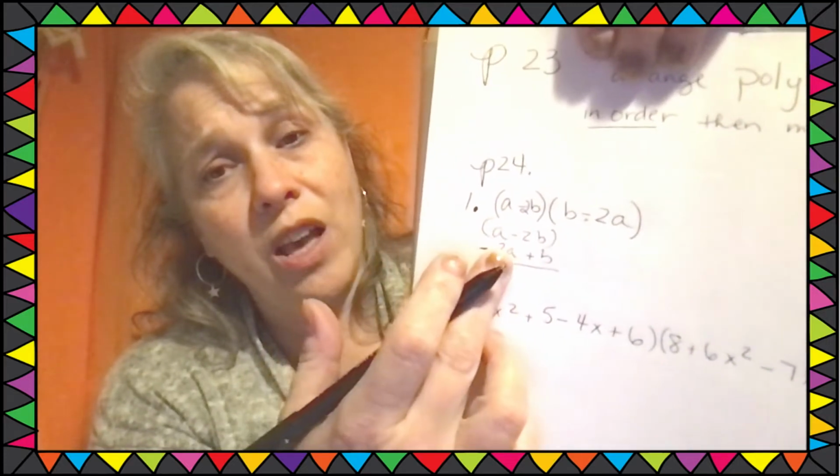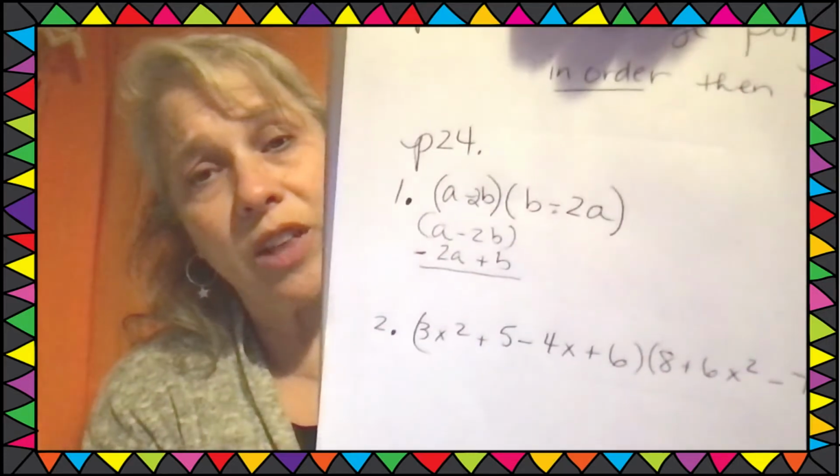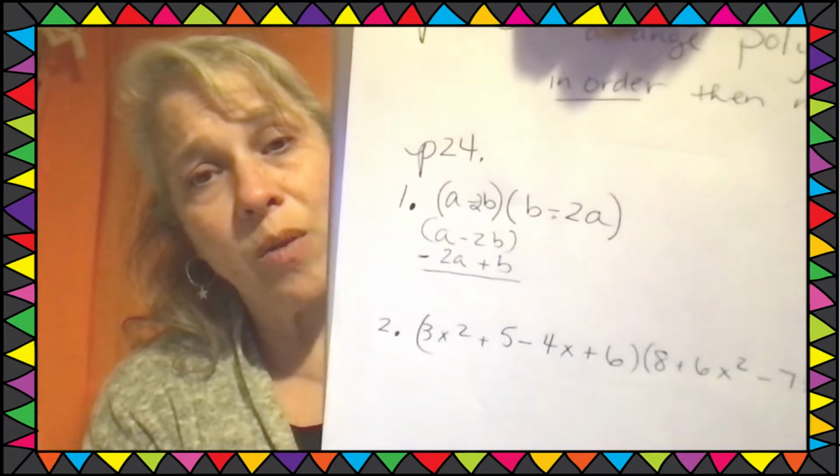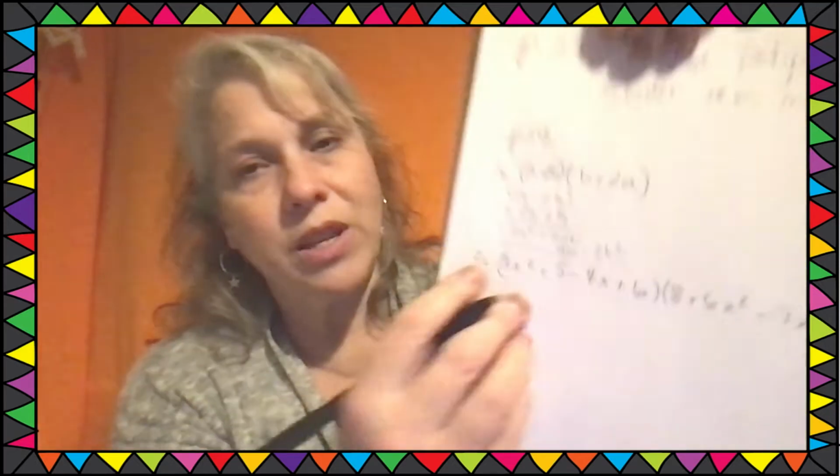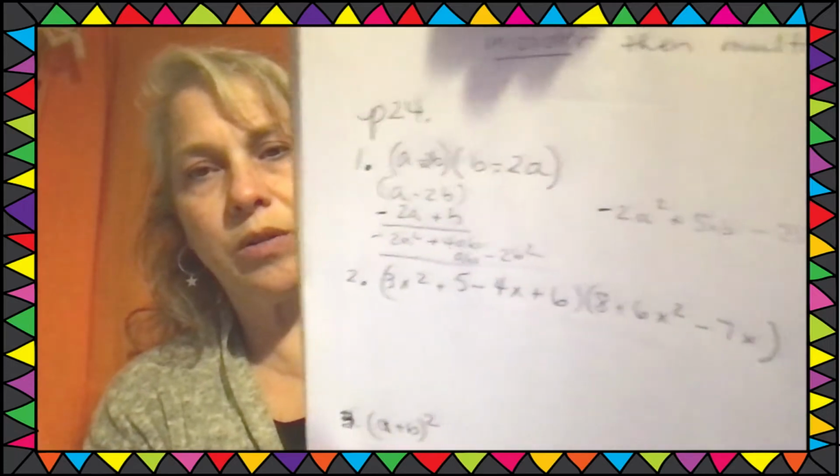Now I'm putting one under the other because that's how we did it on the last page. Negative 2a times a is negative 2a squared. Negative 2a times negative 2b is plus 4ab. b times a is ab, minus 2b squared. Now I'm going to add them together. I'm going to write it over here because I'm running out of space. Negative 2a squared plus 4 plus 1, which is 5ab, minus 2b squared. Okay, so only those two middle terms combined.